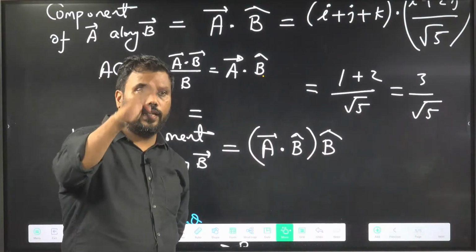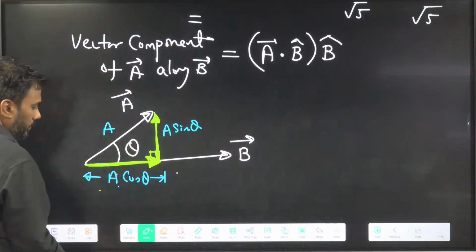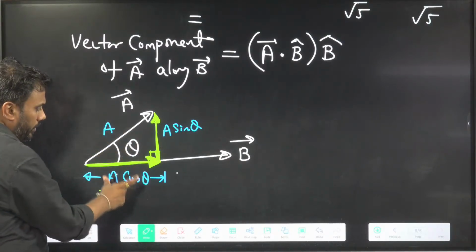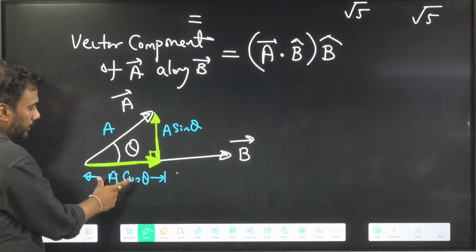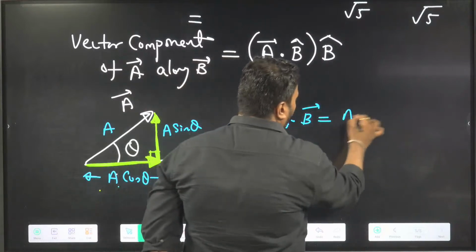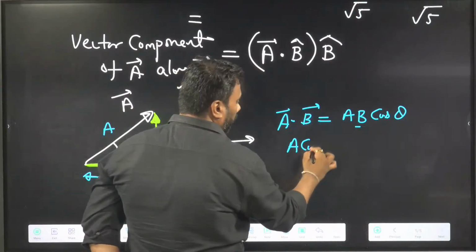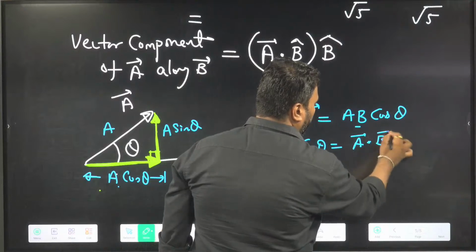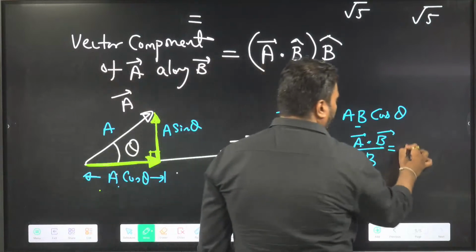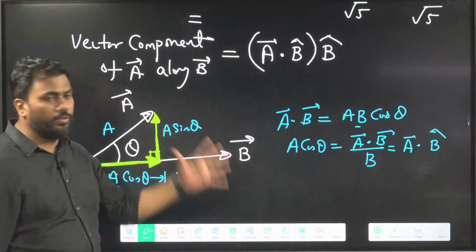What is the component of A in the direction of B? The length of the projection of A in the direction of B is A cos theta. I want this A cos theta. How to get it? The dot product of two vectors, A vector dot B vector, is AB cos theta. So A cos theta is A vector dot B vector upon B. Now B vector upon B is B cap. So this is the component of A vector in the direction of B vector.